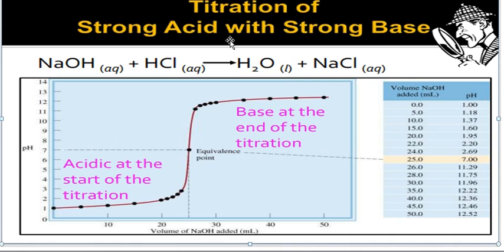Whenever both are strong, meaning strong acid and strong base, obviously the neutralization takes place at pH 7. Okay, are you getting my point? If you are not getting it, please comment.